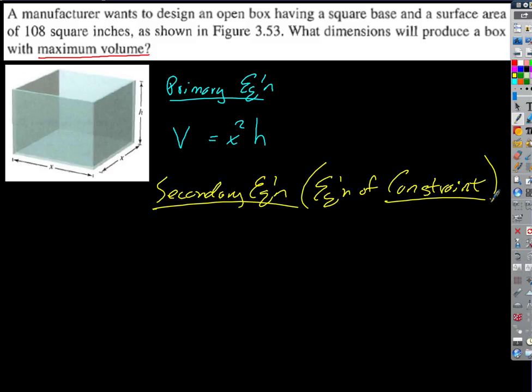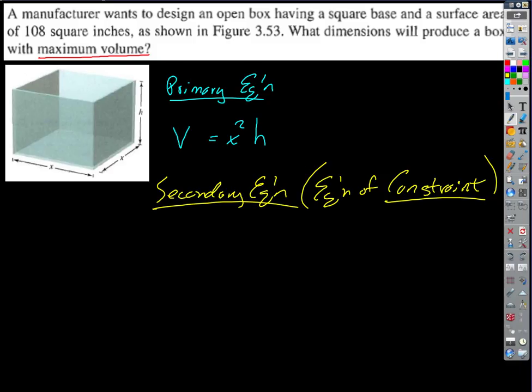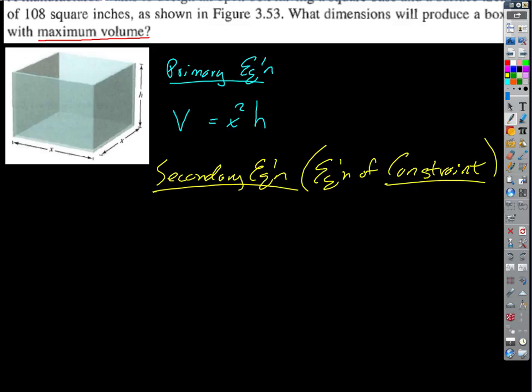So the equation of constraint is always going to involve a number, or at least a constant, right? Well, what's the number up here that constrains this? Surface area, yeah, 108 square inches. That's what constrains this to not be infinitely big, right? So then the equation of constraint, or our secondary equation, is the surface area equation for this box. So what's that going to be? Surface area is equal to what for this thing?